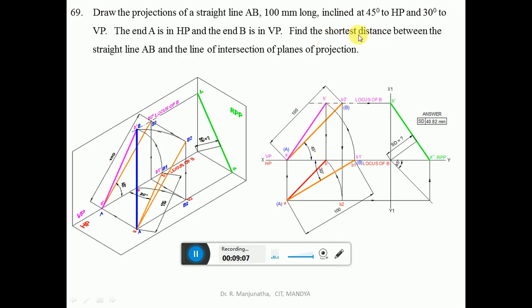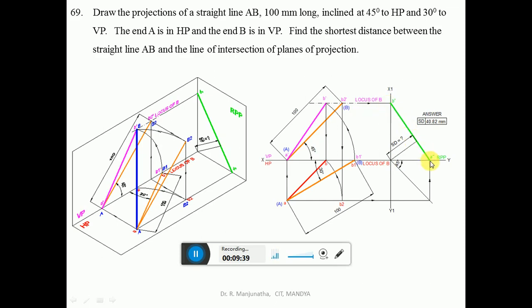Since we need to find the shortest distance, we need to draw the profile view. Draw the X1 Y1 line at some distance, and then draw a 45 degree line adjacent to HP, and draw a horizontal projector from A to the 45 degree line, and then extend from here. Since A dash is on the horizontal XY line, A double dash will also come on the XY line. Draw a vertical projector from the top view B, it will come to the origin, then project upwards, and B dash is here, so you are going to get B double dash here.